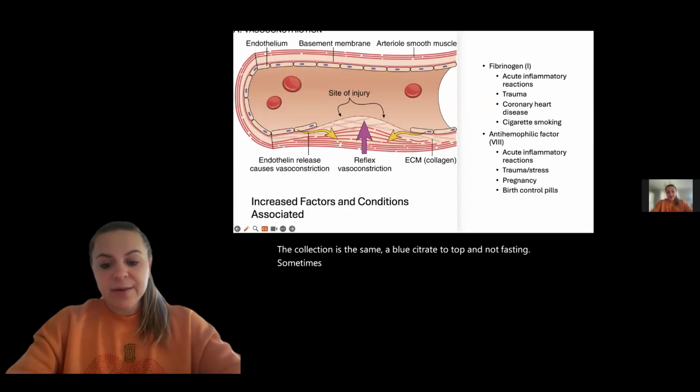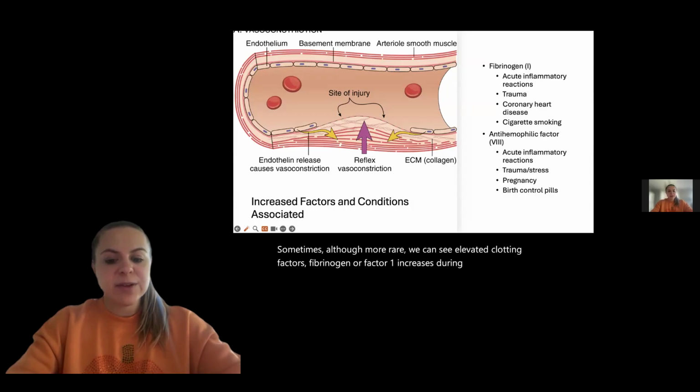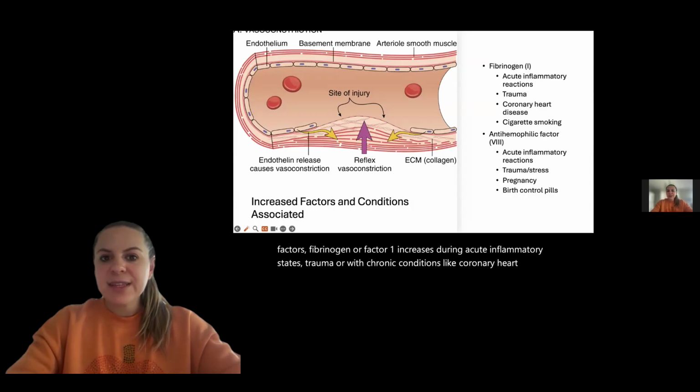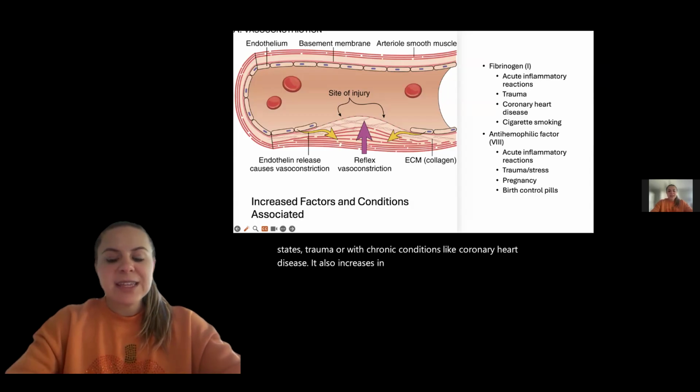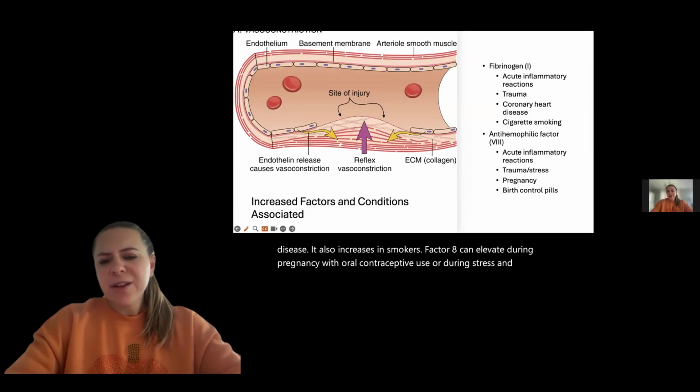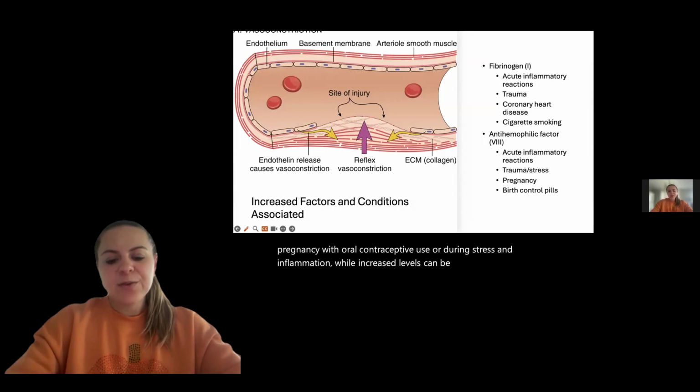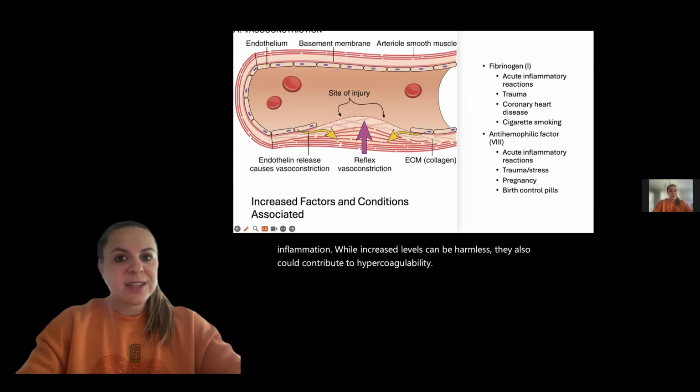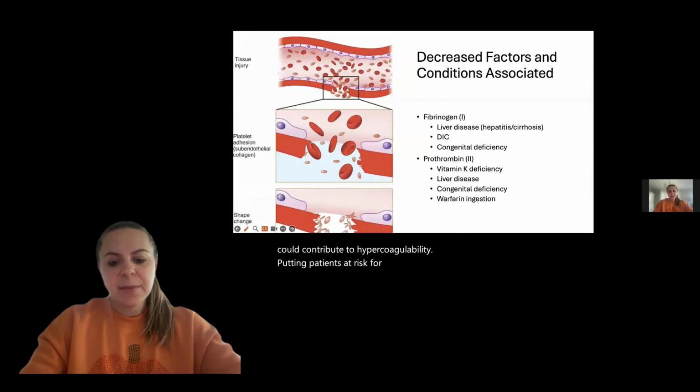Sometimes, although more rare, we can see elevated clotting factors. Fibrinogen or factor 1 increases during acute inflammatory states, trauma, or with chronic conditions like coronary heart disease. It also increases in smokers. Factor 8 can elevate during pregnancy, with oral contraceptive use, or during stress and inflammation. While increased levels can be harmless, they also could contribute to hypercoagulability, putting patients at risk for thrombosis.